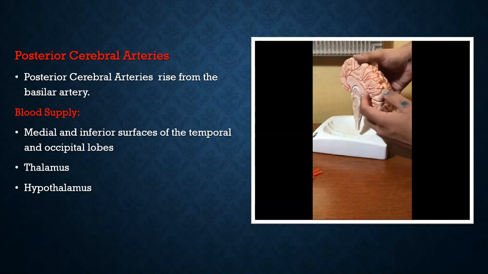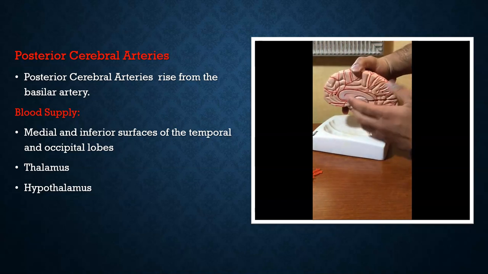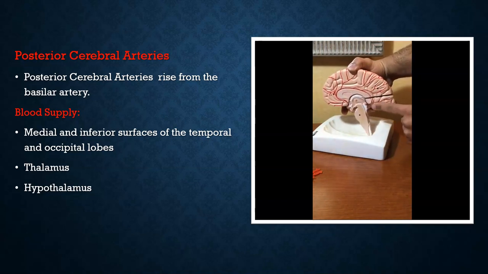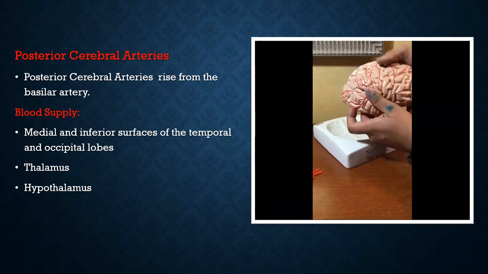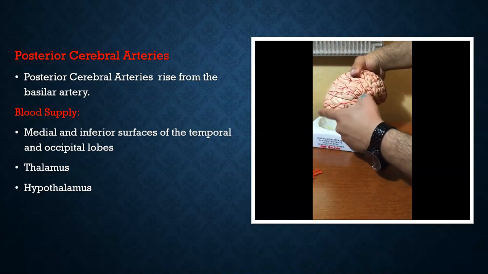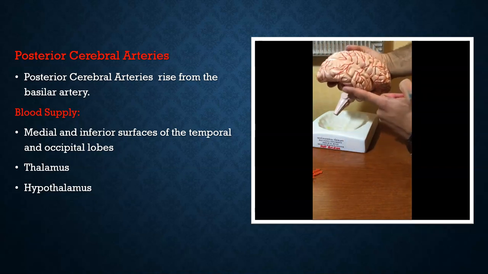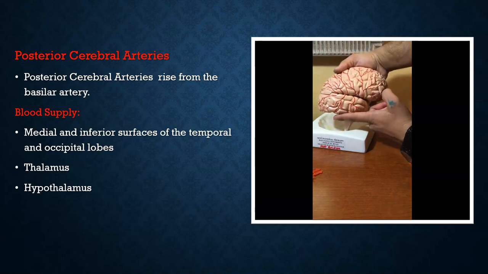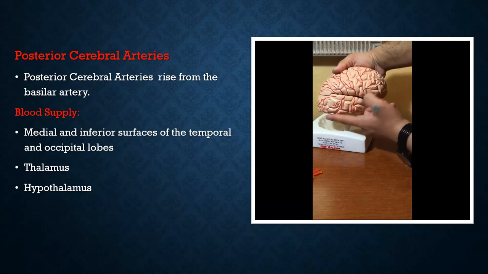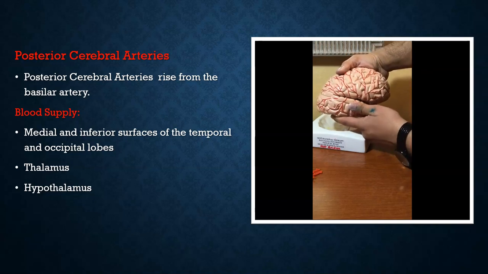Now this is a medial view, so you can see the distribution here of the PCA, posterior cerebral artery. If I show you the lateral view, this is the back, the occipital lobe, and the inferior part of the temporal lobe is supplied by the PCA. The PCA also supplies blood to the thalamus and hypothalamus.